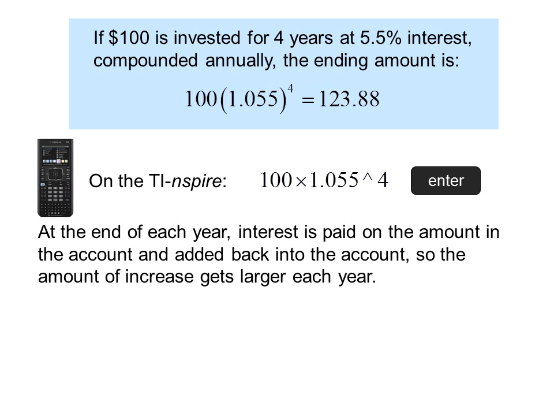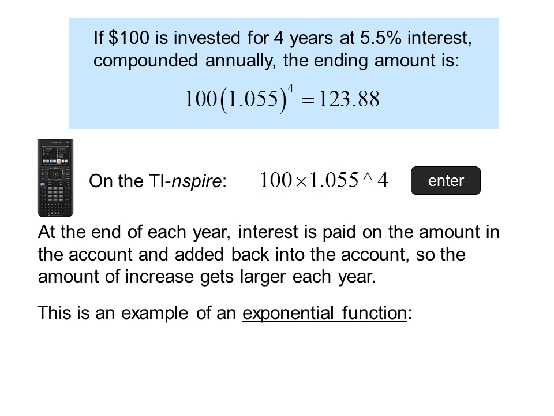At the end of each year, interest is paid on the amount in the account and added back into the account, so the amount of interest gets larger each year. This is an example of an exponential function. F of x equals a to the x. In this case, x is the exponent and a is the base.